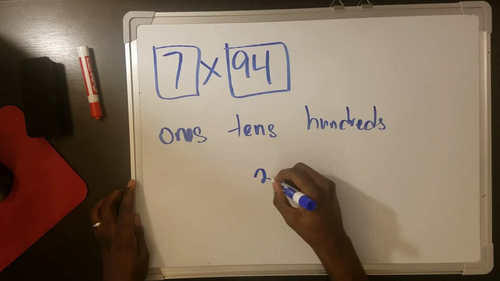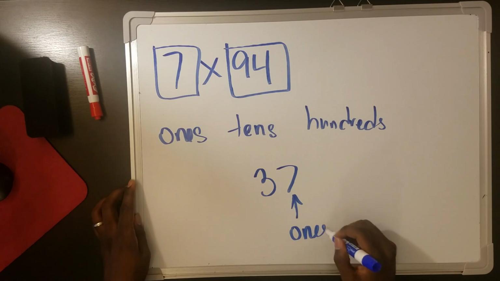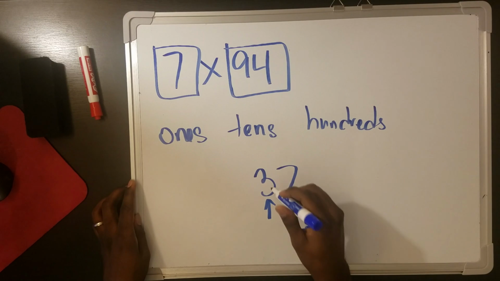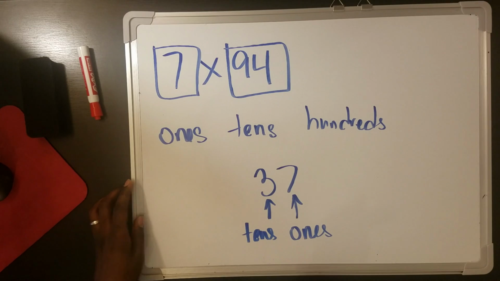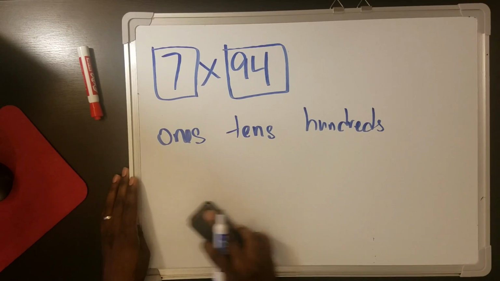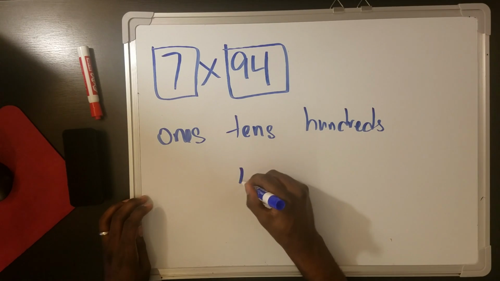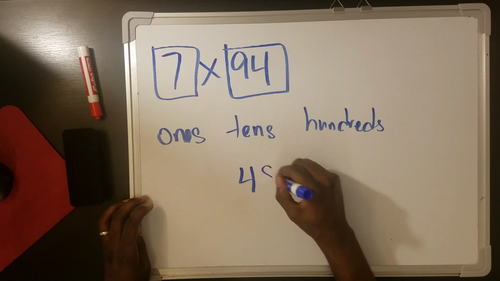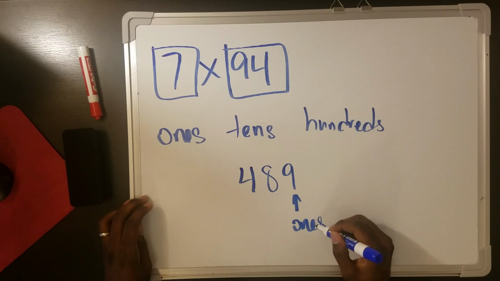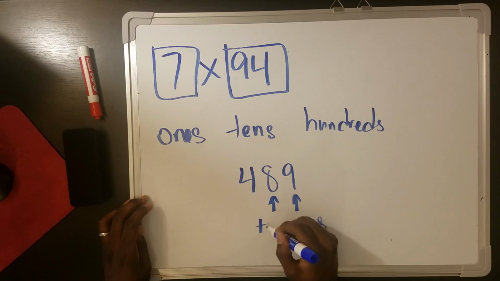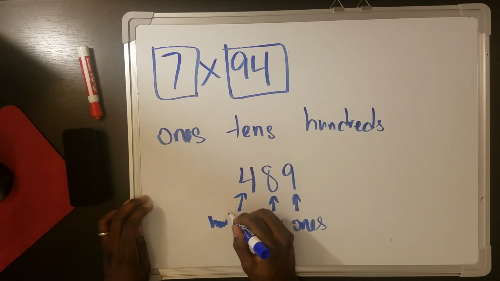Let's say we have a little bit bigger number. Let's say we have 37. 7 is going to be the ones place. The 3 of 37 is going to be the tens place. And let's say you have a slightly bigger number, 489. The 9 is going to be the ones place. The 8 is going to be in the tens place. And the 4 is going to be in the hundreds place.